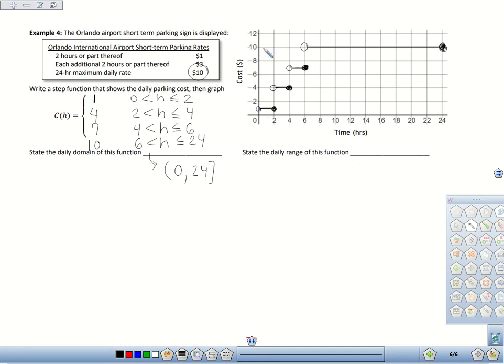Now we're going to talk about the range. So this is the minimum to maximum cost. So what's the cheapest the parking's ever going to be for you? $1, and that's included because the $1 is definitely a price. And what's the most the parking's ever going to cost you? $10. So this one's a little bit of a challenge problem. You don't have anything like this on your homework, so don't worry too much.